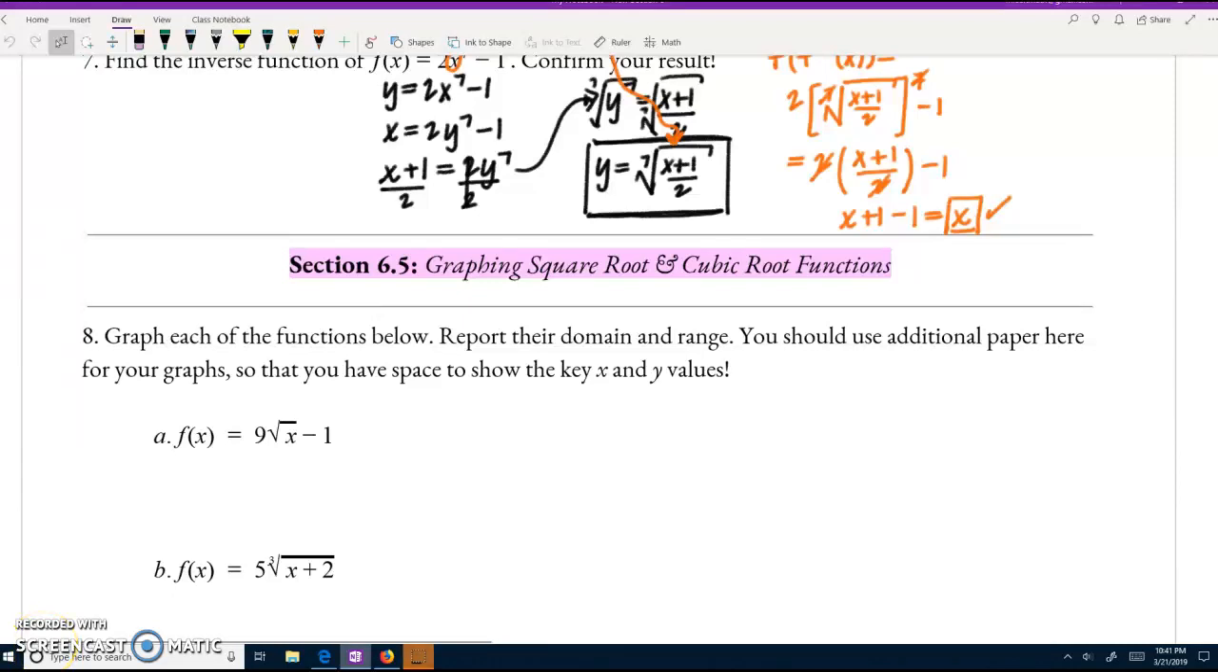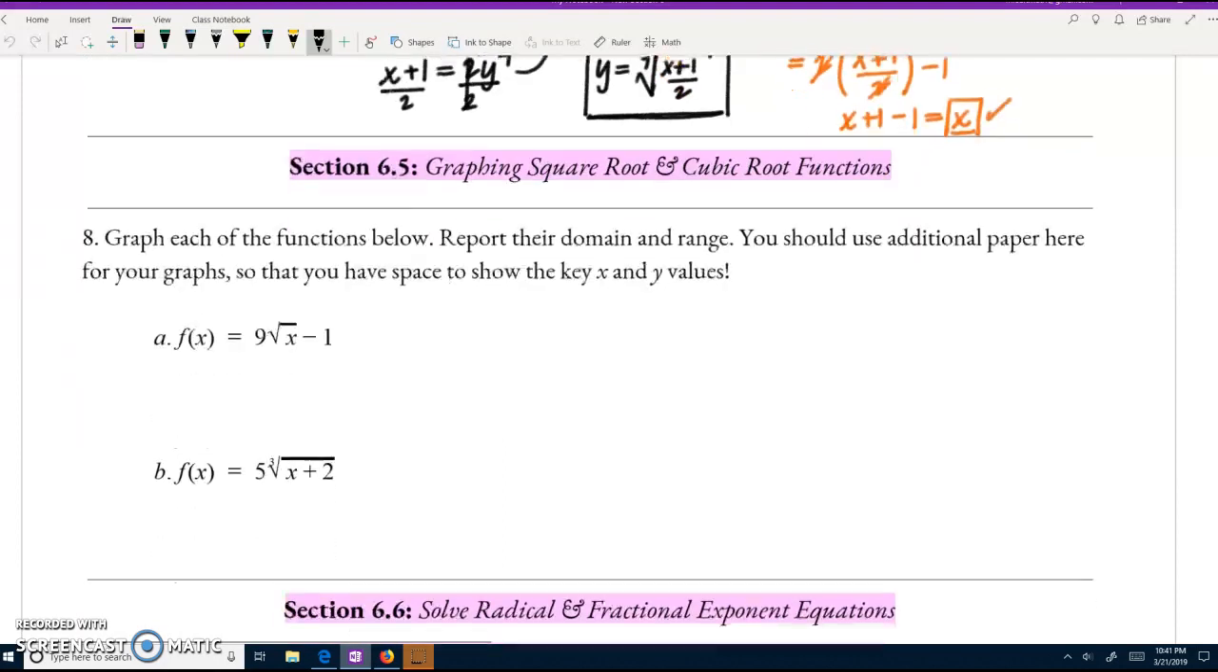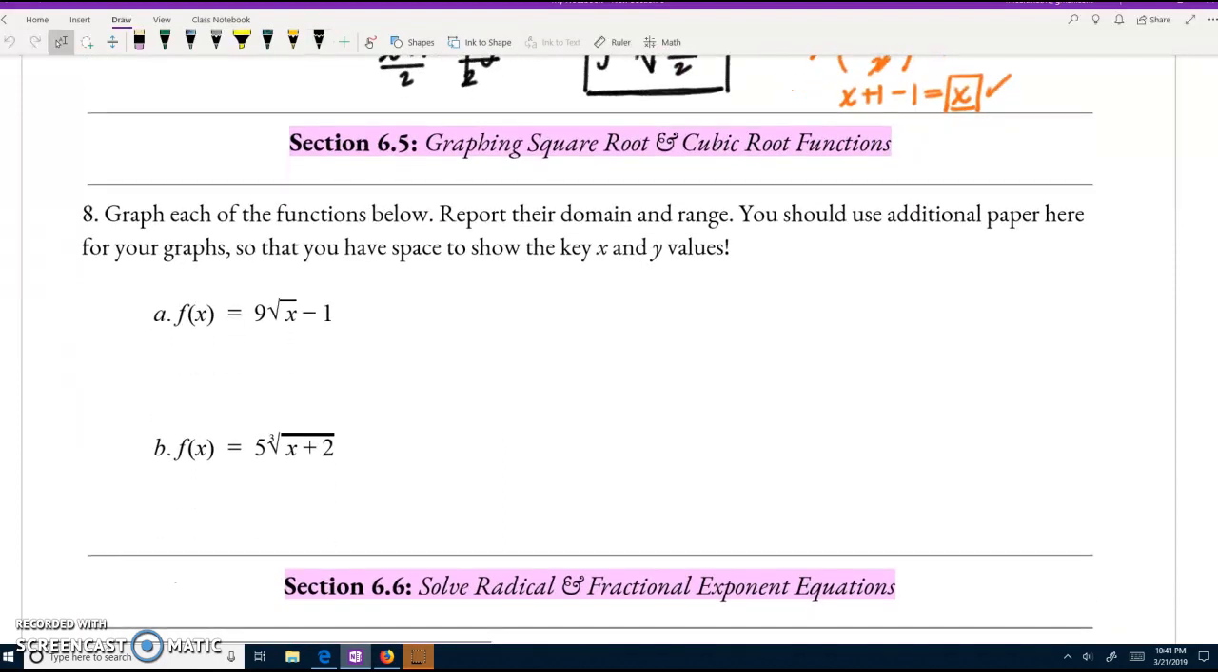Alright guys, so this video is going to cover the last two sections from your Chapter 6 review. This is section 6.5 and 6.6, which are the ones that we did yesterday and then the day before in class. So you probably want to use some additional space for 8a and b, because in order to get the graph fully set up and then an x and y plot, you may have to do a little bit more than what's available space-wise here.